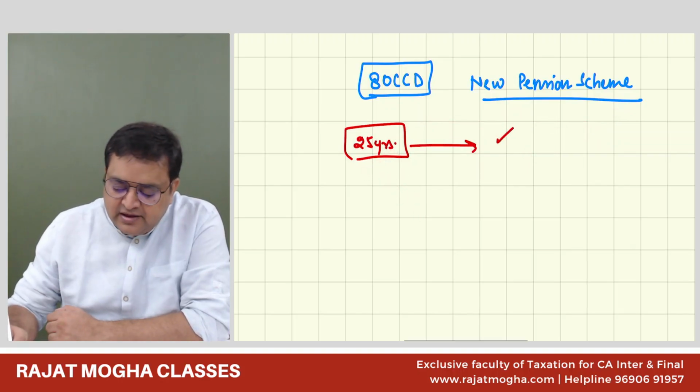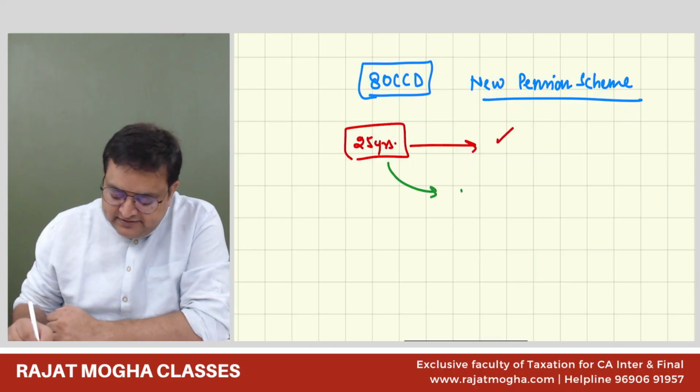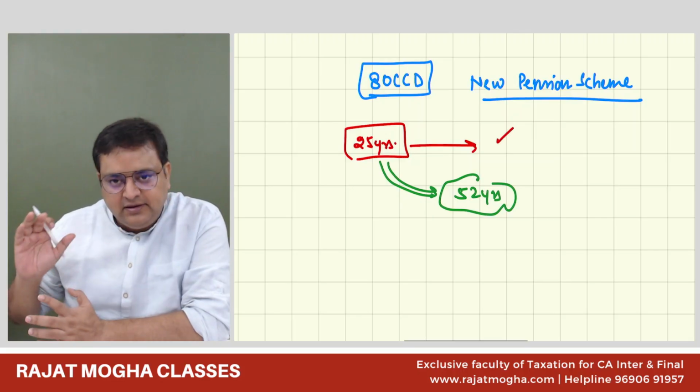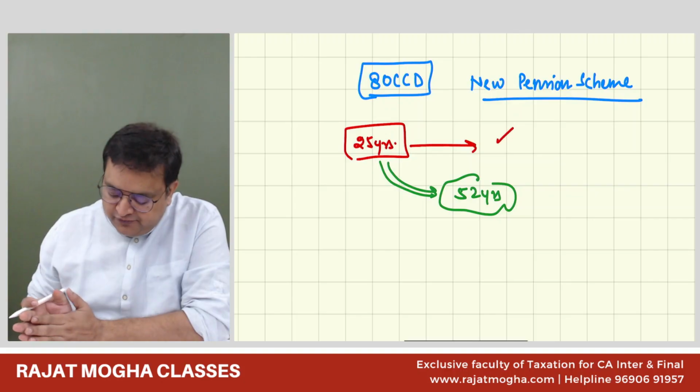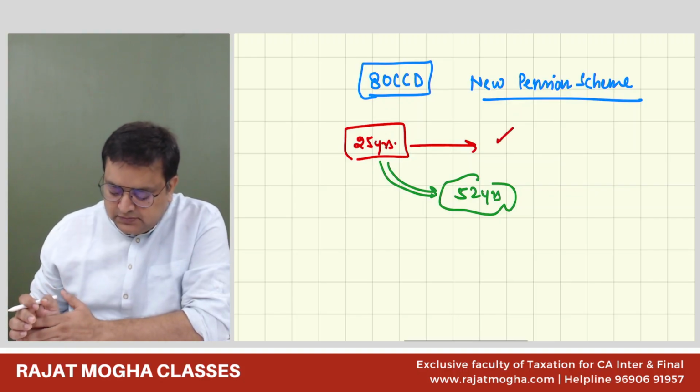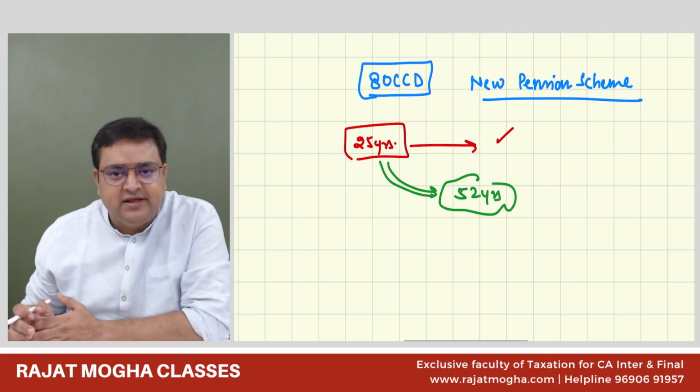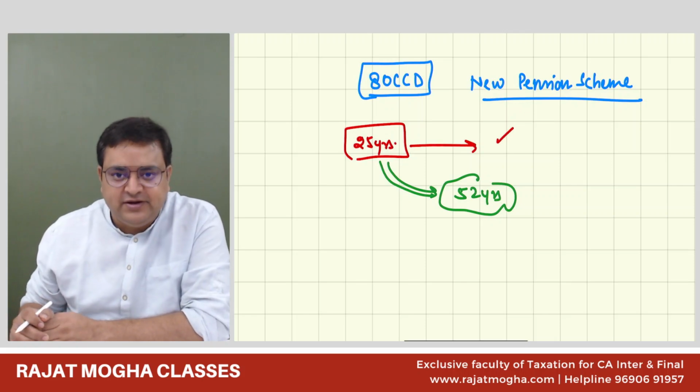Let's say now he's 52 years of age. He will still retire at 60, but right now he's 52. So for almost how many years has he worked with this organization? Almost 20 years or so he has worked with this organization. So he is now 52 years of age.